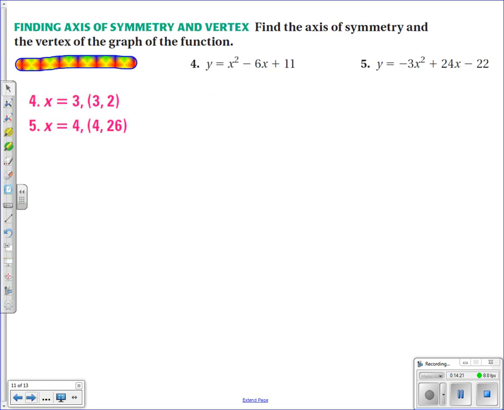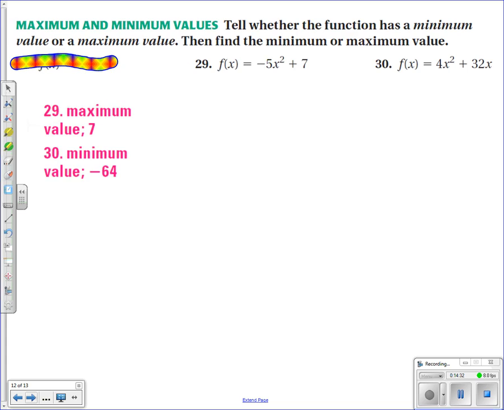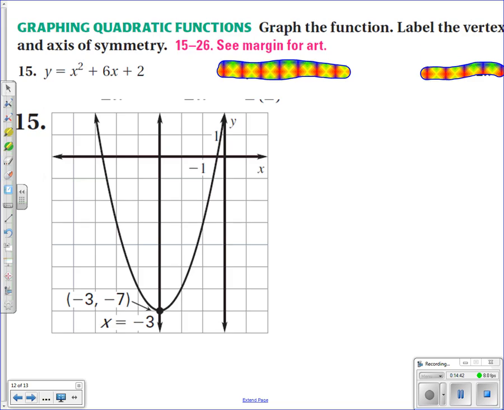Here are the answers to the first 2 problems, the axis of symmetry and then the vertex for both 4 and 5. Numbers 29 and 30, it tells you whether it's a min or a max value and what that value is. And the last one is a graphing problem. Here's what your graph should look like. Please make sure that I can see the dots when you are graphing your points so that I have your vertex and 2 points on each side.